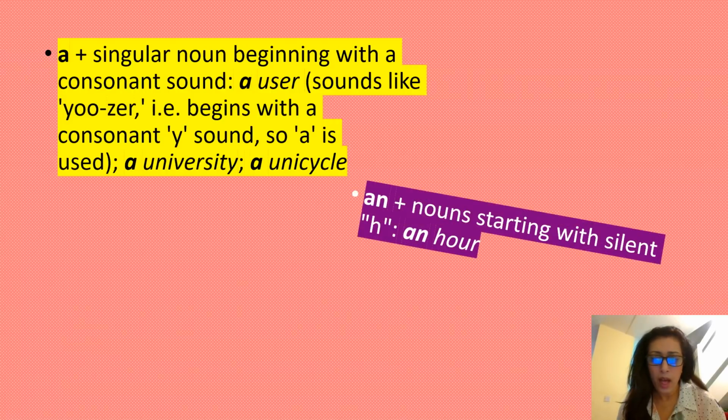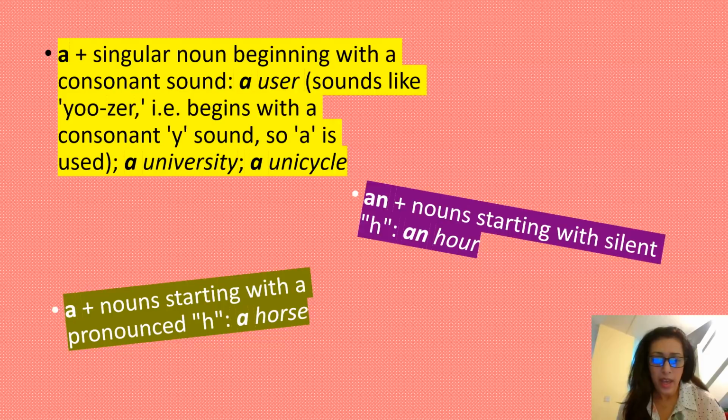Now, an with a noun starting with a silent H. So I'll say an hour. That's why I'm going to use an here, because it's the silent H. And a plus a noun starting with a pronounced H, I will use a. So I'll say a horse, because here the sound is an H sound. That's why I'm going to be using a here.